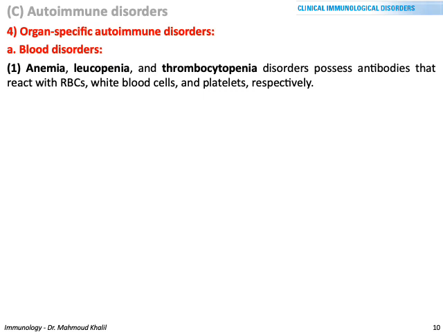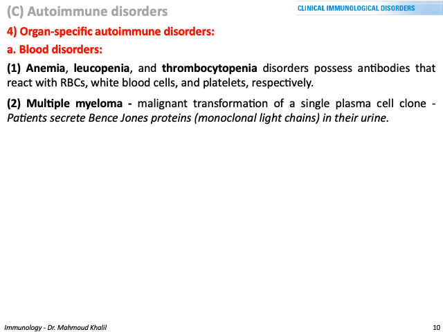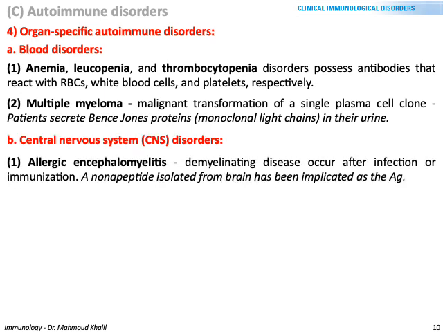The fourth subtopic of autoimmune disorders is the organ-specific autoimmune disorders. Blood disorders, actually anemia, leukopenia, and thrombocytopenia, are disorders that possess antibodies that react with RBCs, white blood cells, and the platelets respectively. Multiple myeloma is a malignant transformation of a single plasma cell clone in which patients secrete Bence-Jones proteins, which are monoclonal light chain antibodies, in their urine, and this is a very diagnostic feature.